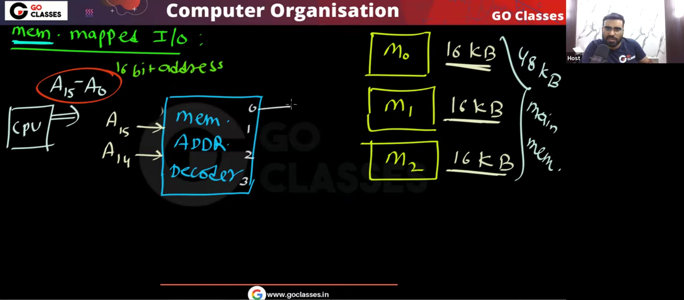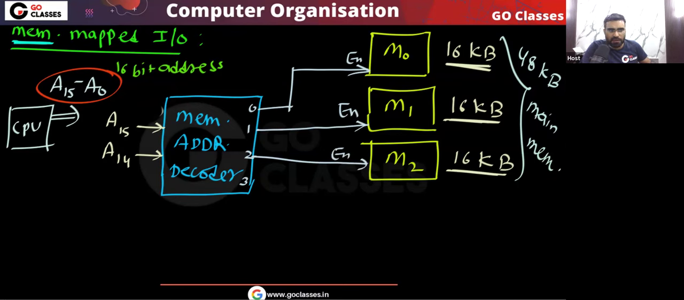Now if I put 0, 0, then I will access this main memory module. This main memory module will be activated. This is the enable. If I put 0, 1, then this main memory module will be activated. If I put 1, 0, then this main memory module will be activated. And finally, what about 1, 1? When we have 1, 1, then what will happen?